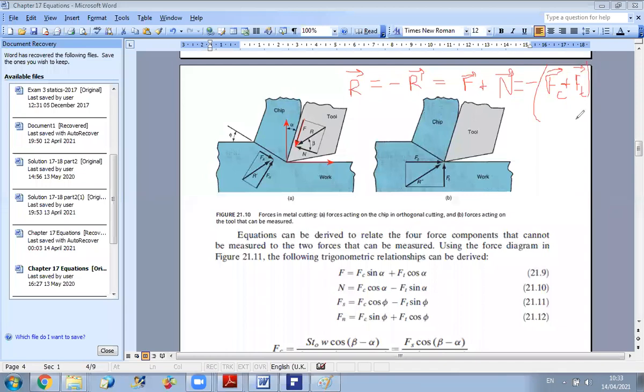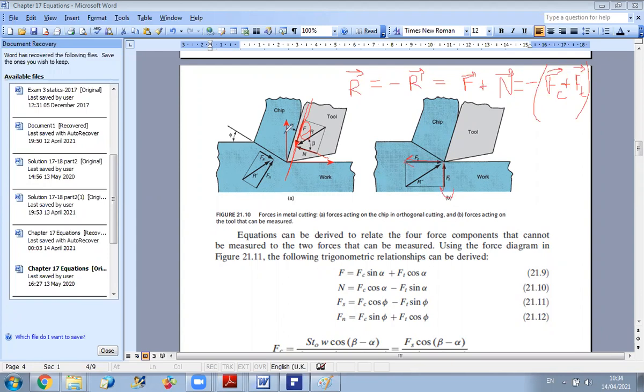So here, if you decide to decompose, to project Fc and Ft on F and N direction, what will you obtain? You know that the resultant component along the line parallel to the rake face is F. So if I want to project the other forces, minus Fc, it will be like this, and minus Ft will be like this.